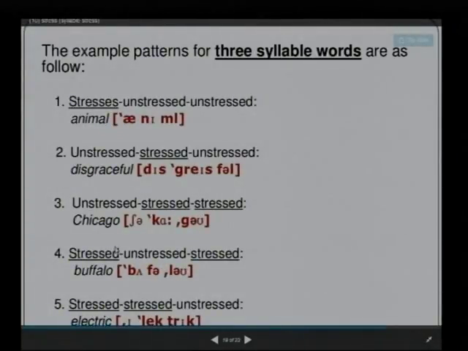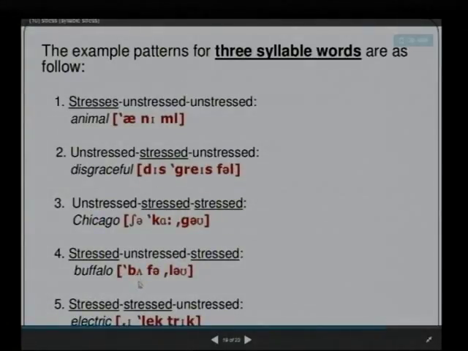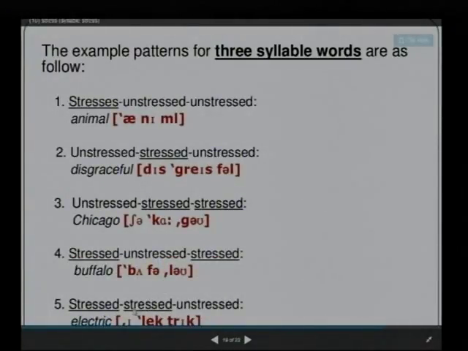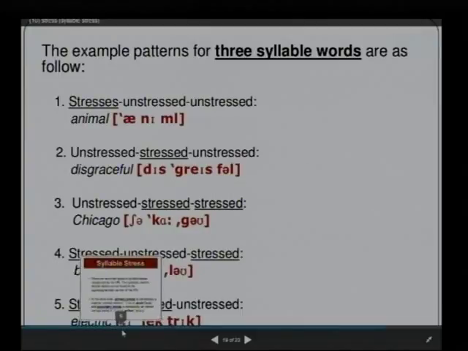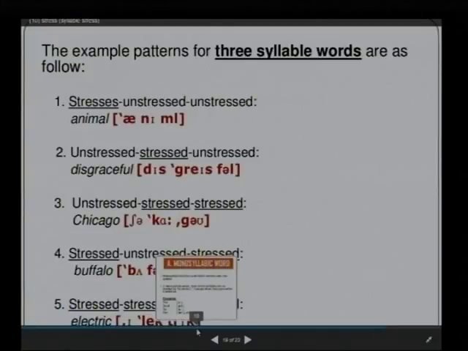Well, we all have examples which are not so positive. So look at this example, buffalo. We follow it with stress, and then we follow it with the unstressed pattern. Then there is a follow up again with the stress pattern. So keep in mind, this is how the words are pronounced. Then let's look at the last example, electric. Again it follows a pattern of stress, stress, unstress. So it starts with stress, stress, and again unstress.